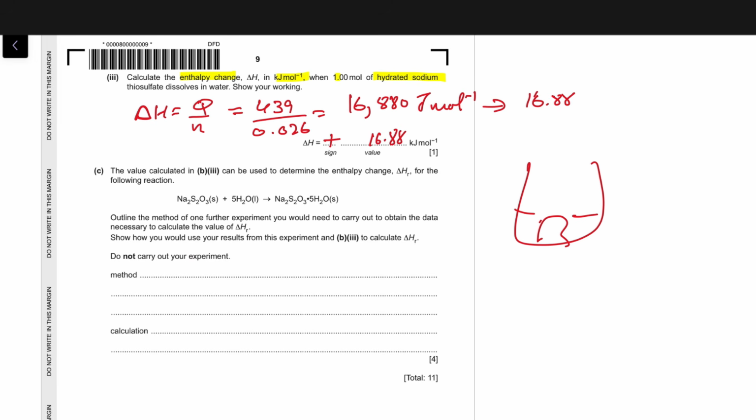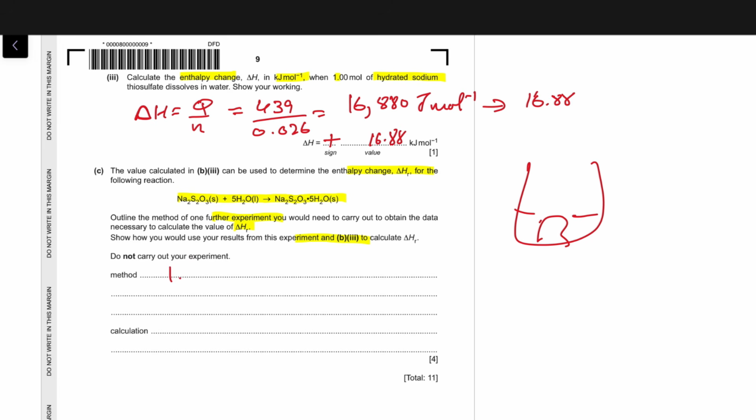Okay, then it says that the value previously calculated can be used to determine the enthalpy change of when we add anhydrous sodium thiosulfate to water to form hydrated sodium thiosulfate. It's asking us to outline the method of one further experiment we could carry out to find this new enthalpy change. Show how we would use our previous results to calculate this one.